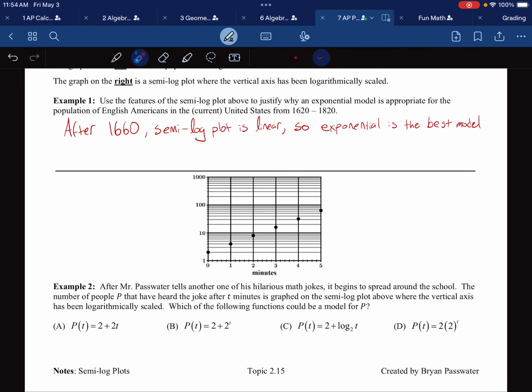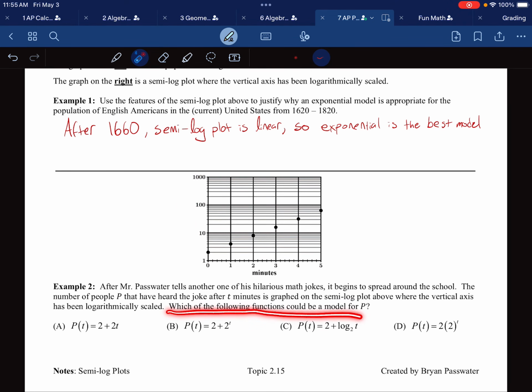So we've got another example. Let's read. After Mr. Passwater tells yet another one of his hilarious math jokes, it begins to spread around the school. The number of people, P, that have heard the joke after t minutes is graphed on the semi-log plot down here, where the vertical axis has been logarithmically scaled. It goes by 10, 100, and then 1,000. So we are changing proportionally at each step. We are multiplying on our y-axis.